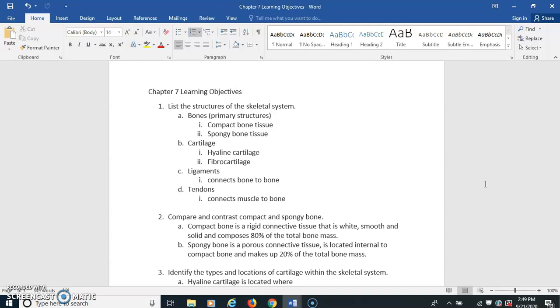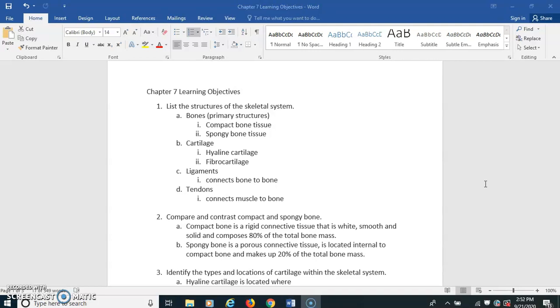Okay, so the first objective lists the structures of the skeletal system. So I have listed them here. Bones obviously are going to be the primary structures. And when we look at bone tissue, remember bone is a type of connective tissue. There are two different types of bone tissue that our bones are made up of. So we'll talk in the next objective about compact bone versus spongy bone.